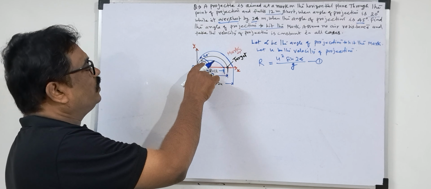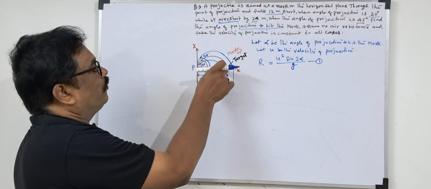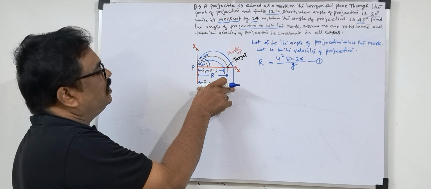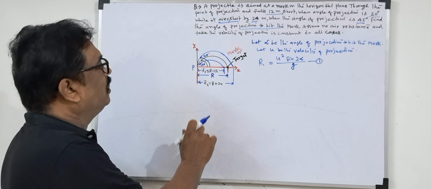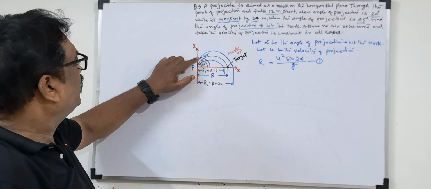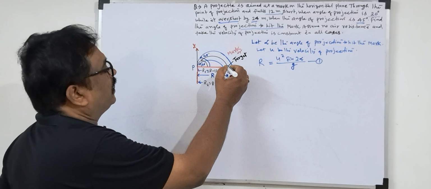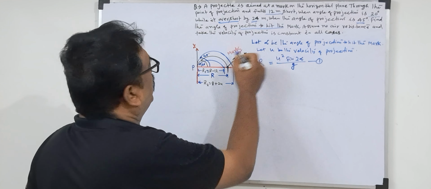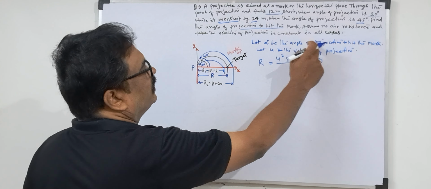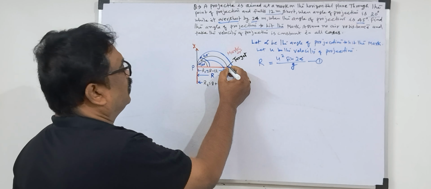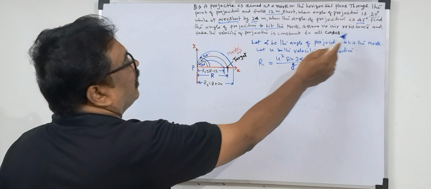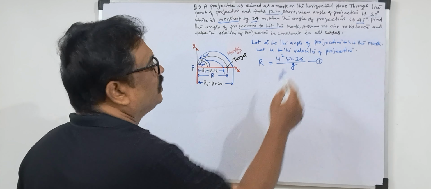So case 1: if the 20 degree angle of projection falls 12 meters short. If the angle of projection is 45 degrees, it overshoots by 24 meters. Then what are they asking? What angle of projection should we use to hit the target? So we have to find alpha. Let alpha be the angle of projection to hit the mark. Let u be the velocity of projection, which is the same as already given, and take the velocity of projection as constant in all the cases.